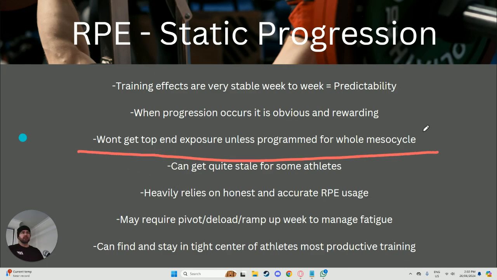Okay, you will not get top end exposure. Now, what's top end exposure? Top end exposure is something that's near your current max. So let's say it's 90% of your 1 rep max and above, for argument's sake. Unless you're programmed for 90% or high RPE singles and doubles, you're not going to train any movements that are like your 1 rep max.